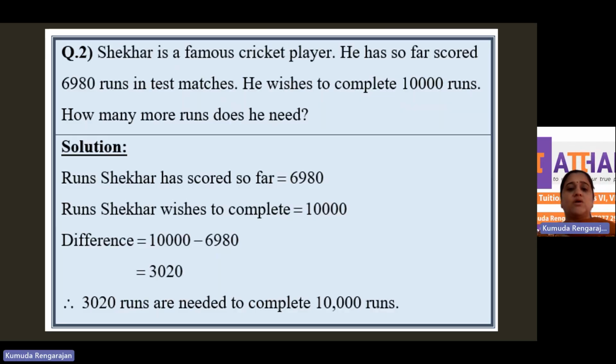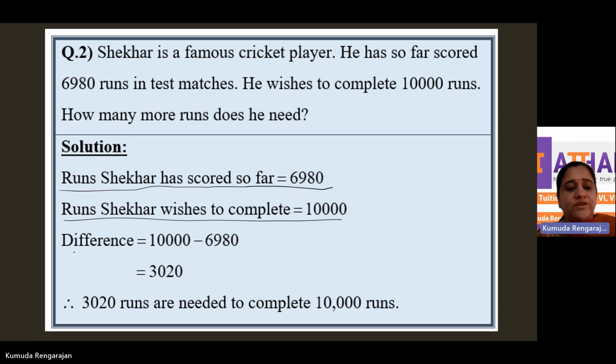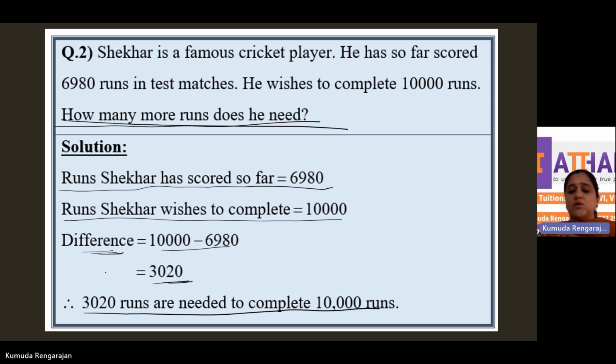Subtraction. Okay, so how do you present the answer? Runs Shekhar has scored so far. Runs Shekhar wishes to complete. Difference, 10,000 minus 6,980, 3020. Therefore, 3020 runs are needed to complete 10,000 runs. Correct? The question is, how many more runs does he need? So 3020 runs are needed to complete 10,000 runs. That is, he needs to score 3020 runs more. Correct?